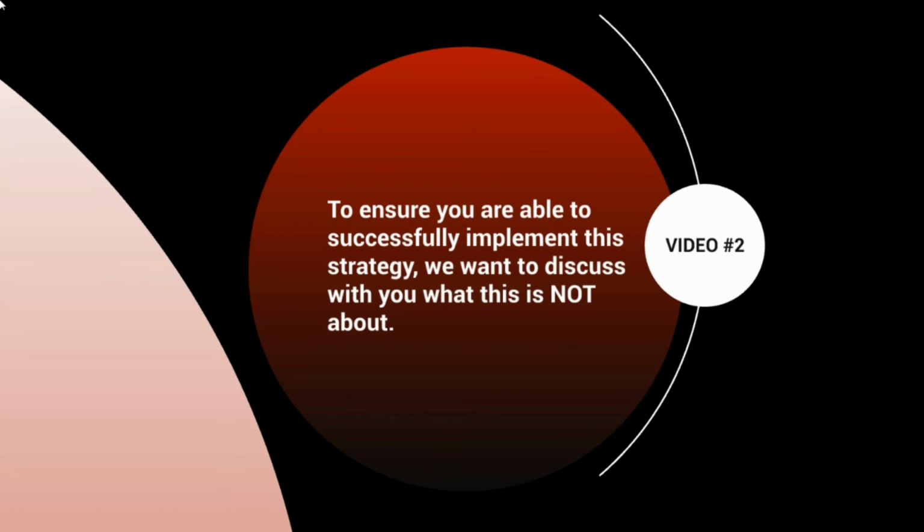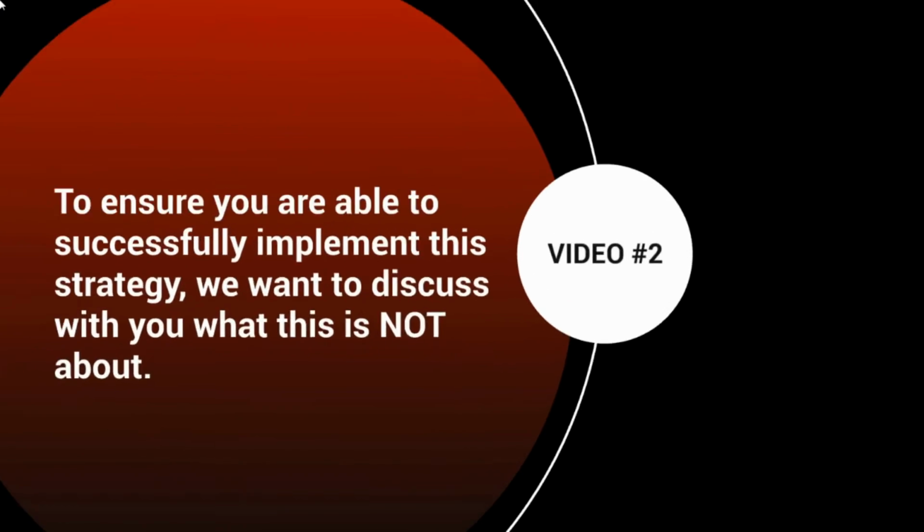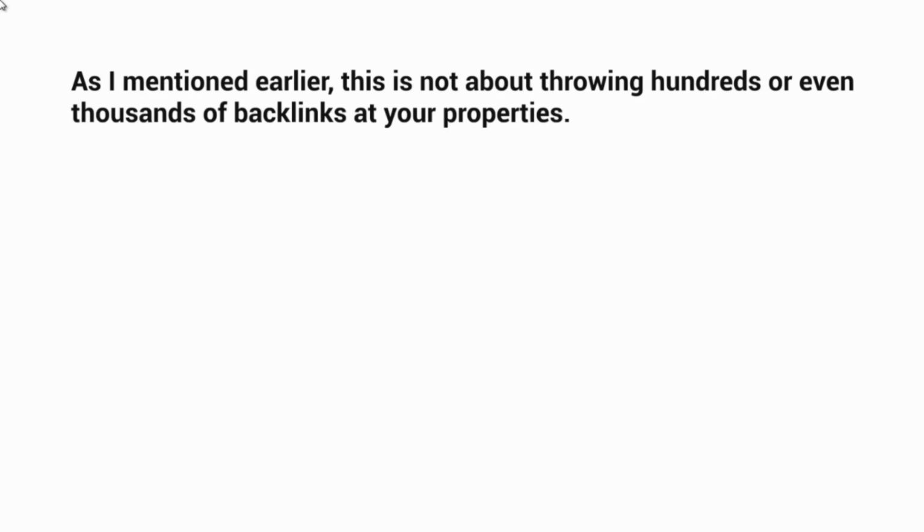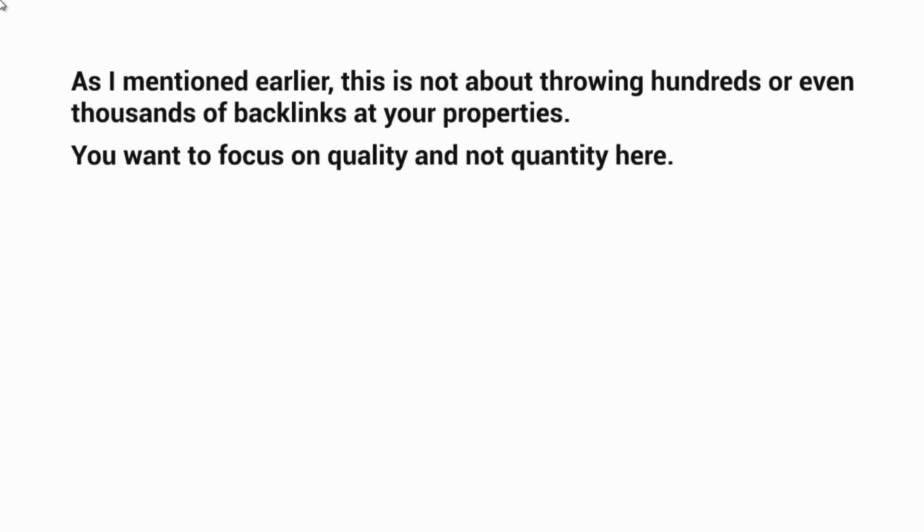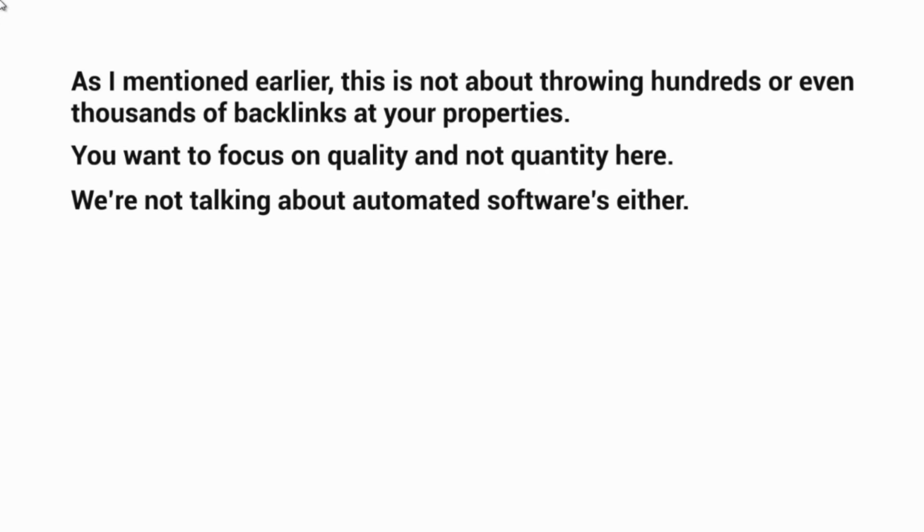All right. So to ensure that you're able to successfully implement this strategy, we want to discuss things that you do not want to do. As I mentioned earlier in the previous video, this is not about throwing hundreds or even thousands of backlinks at your YouTube channel or at your properties. In fact, YouTube has become very, very smart in figuring out if you are actually gaming the system. So what we're trying to do here is think of a strategy that works long term. You want to focus on quality and not quantity here. It's better to get a few backlinks that are of quality rather than getting thousands of backlinks that don't even relate to your content. And we're not talking about automated software either.